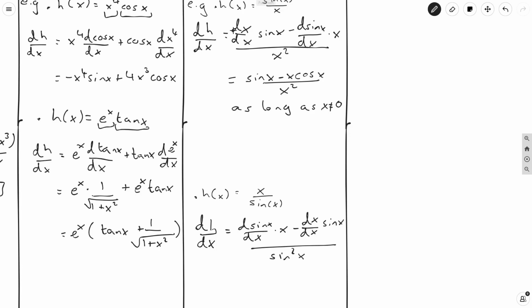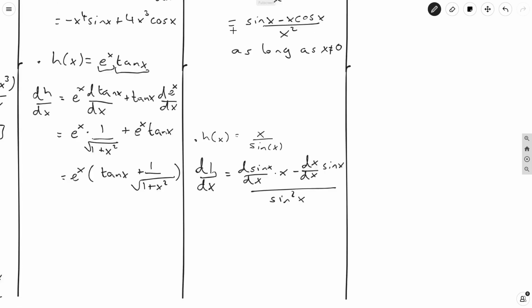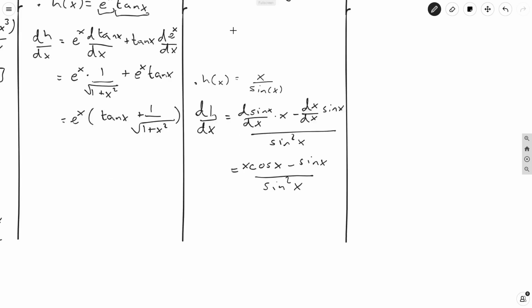And again, this of course means the numerical square of sine. So this becomes, this is a cosine of x, so it's an x cos x minus dx is again 1, so it's just minus sine x all over sine squared x. Okay? And this time, however, it's for x not equal to, say, n pi, for n being an integer, because these are all the zeros of sine of x.